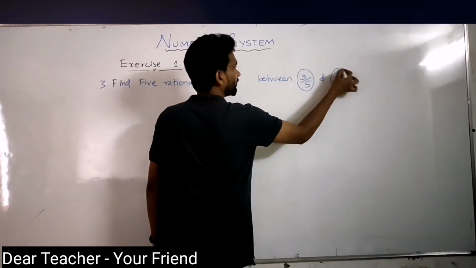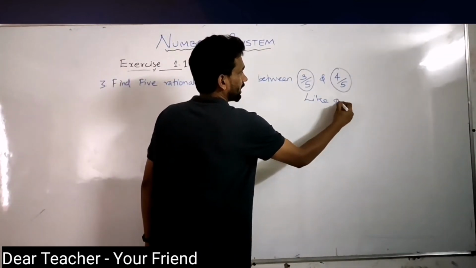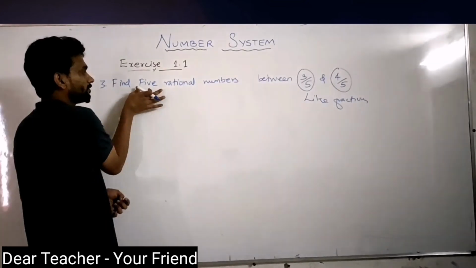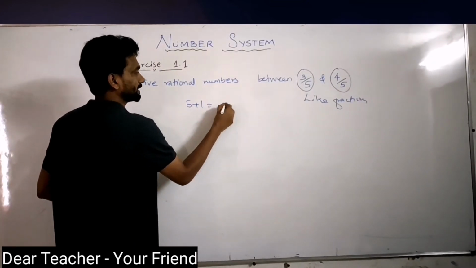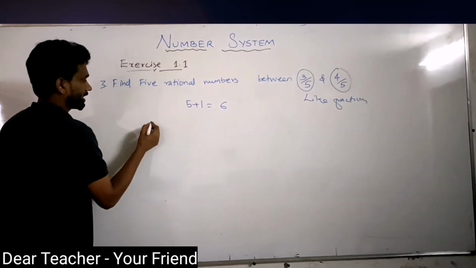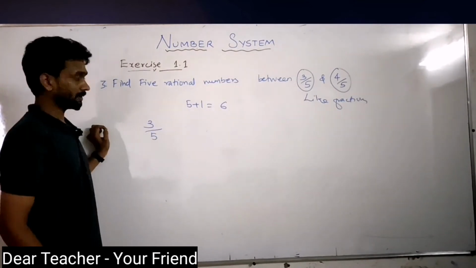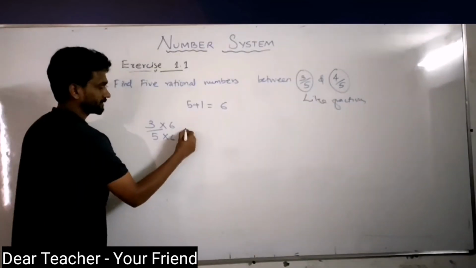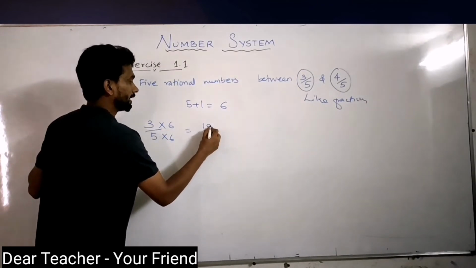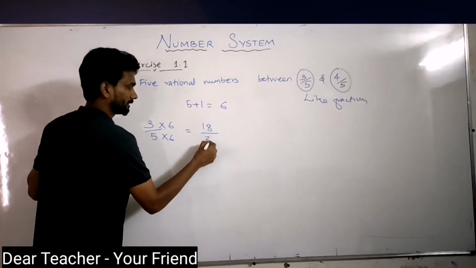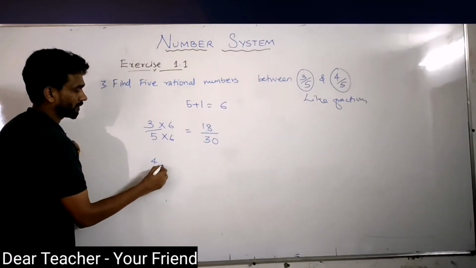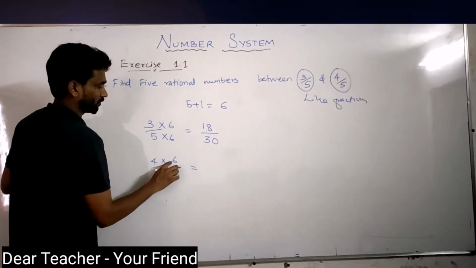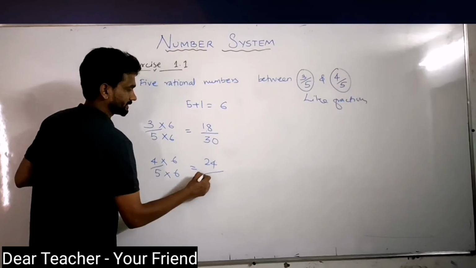We know 3 by 5 and 4 by 5 are like fractions. Denominators are equal. So it is very easy. Now look at this, 5 rational numbers, the same process, 5 plus 1, which is equal to 6. Now writing the first fraction, 3 by 5. Here 6 is the value, so we can multiply numerator and denominator by 6, which is equal to 3 6s are 18 by 5 6s are 30, and the next number 4 by 5 is multiplied by the same number 6 and 6, which is equal to 4 6s are 24 and 5 6s are 30.